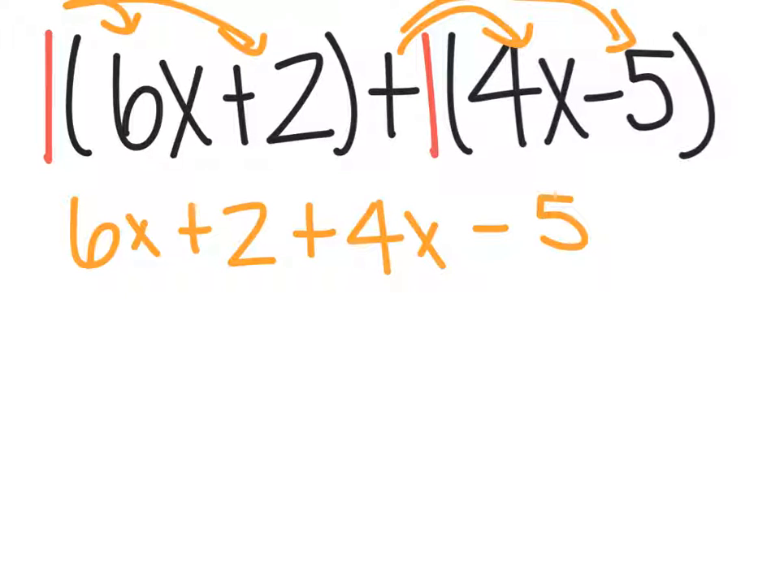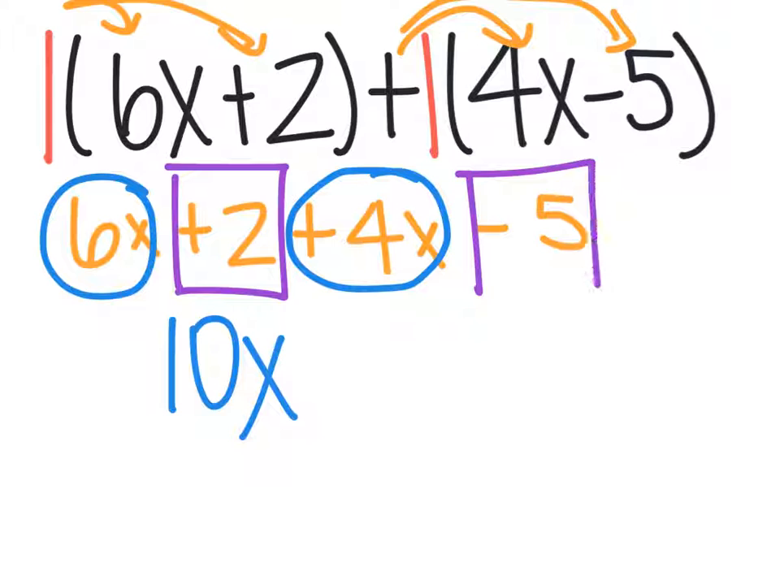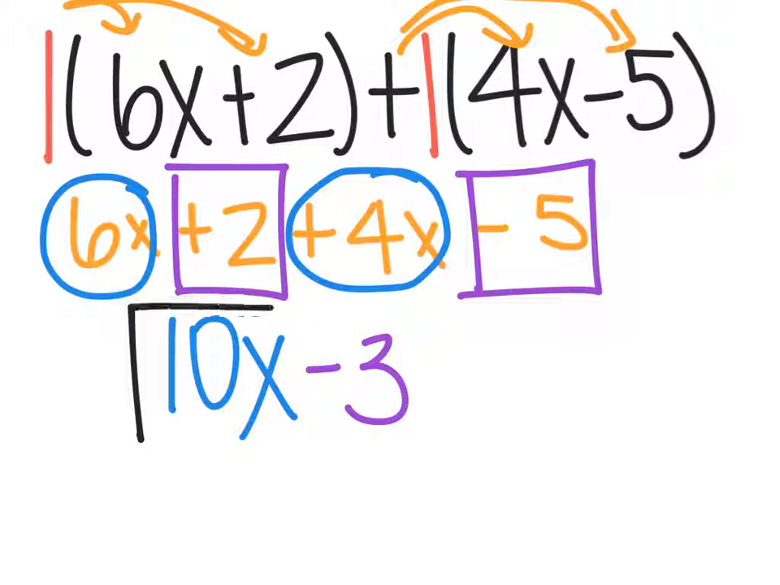So if I'm grouping my like terms together, my like terms, again, are things with the same variables and the same exponent. So 6x and 4x go together because they both have x attached to them, and 6x plus 4x is 10x. And then we also have a plus 2 and a minus 5. They go together because they don't have any variables, so 2 minus 5 is going to be negative 3. So my final answer would be 10x minus 3.